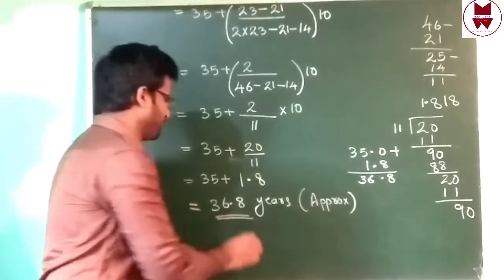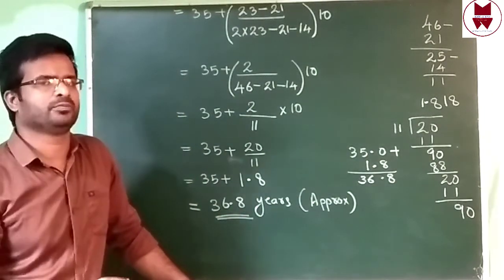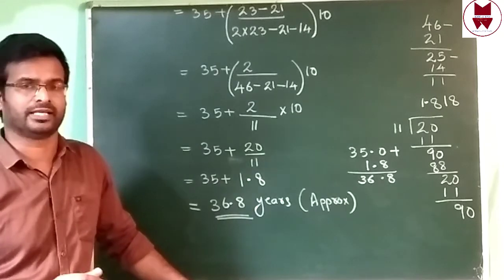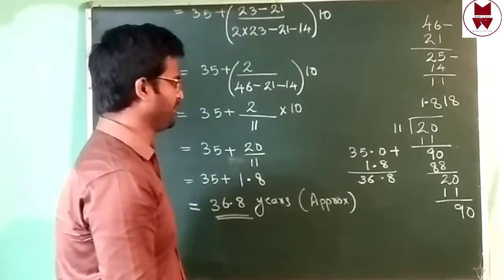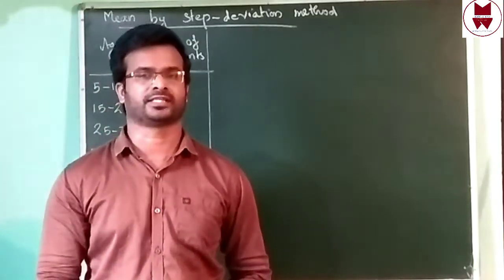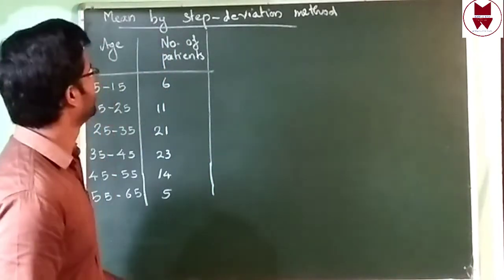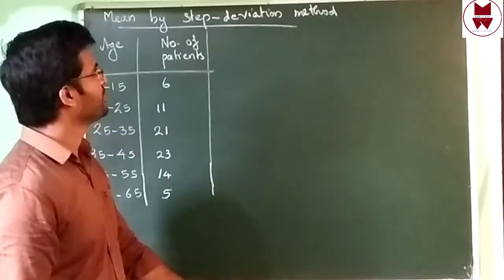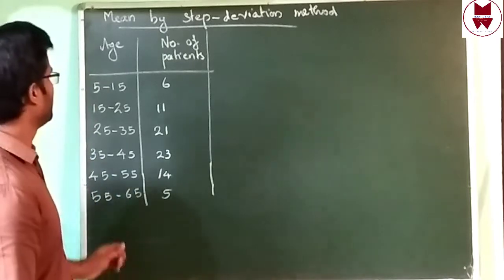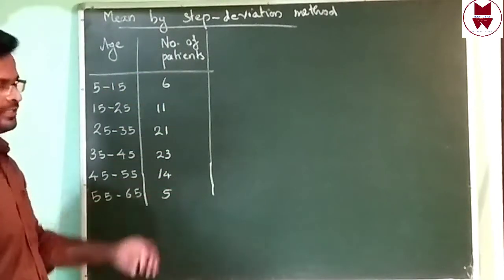The answer is 36.8. Then we got the mode. Now we have to find out what? Again the mean also we have to find out, isn't it? Two questions are there. Now we can find the mean. See, the second part of question number 1. We have to find the mean. We are using here the step deviation method. Already this data is given in the question.